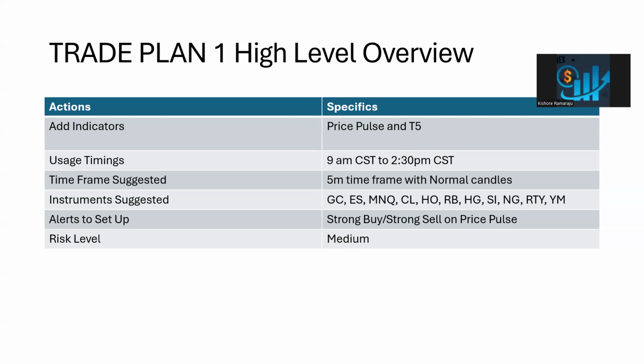whatever favorite tickers you have, you can set it on Tesla, Nvidia, Meta, Netflix, if you want to trade stocks, options. If you want to trade futures, you can use it on all these instruments, GC, ES, MNQ, like this. The risk level is medium for this one, and you can have medium or high returns. Risk is medium for this particular strategy.